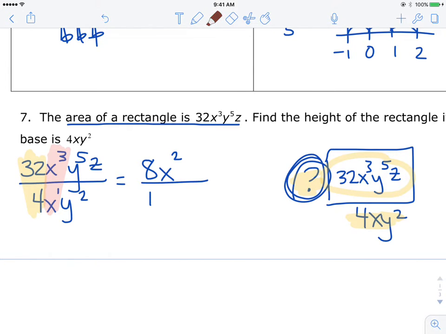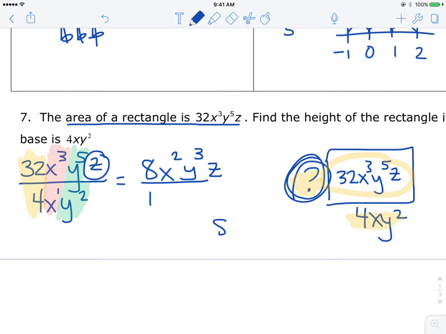Next, I'm looking at my y's. All right, again, my y's aren't too bad. I got y to the 5th over y squared. Here's my first question. Where is it bigger? It's bigger on the top. By how much? Well, 5 is 3 more than 2. Okay, so that's my exponent. And finally, z. Nothing's messing with the z. It's going to stay the same, so it's still right there on top.